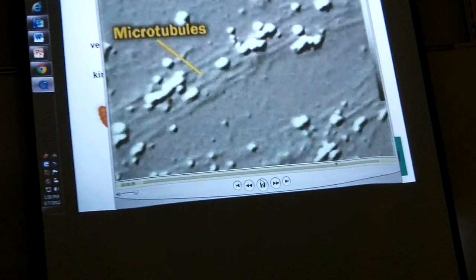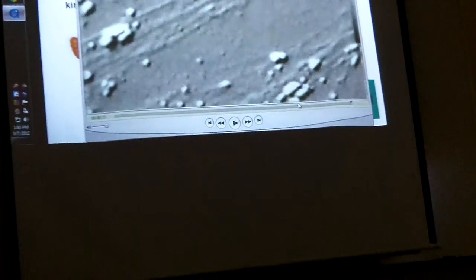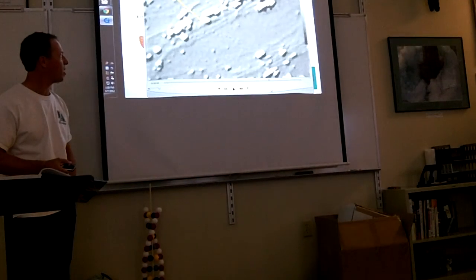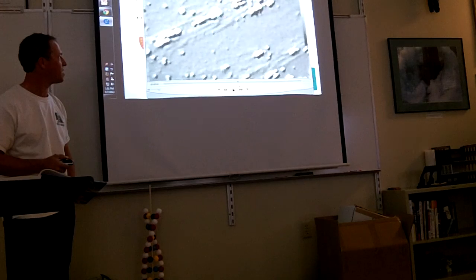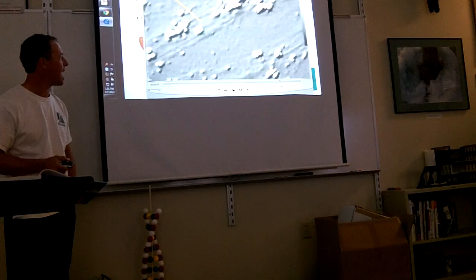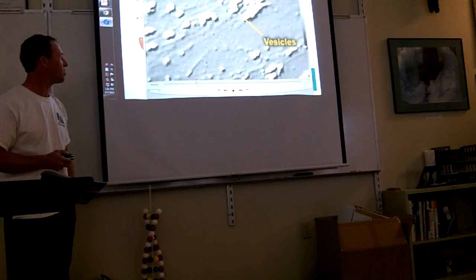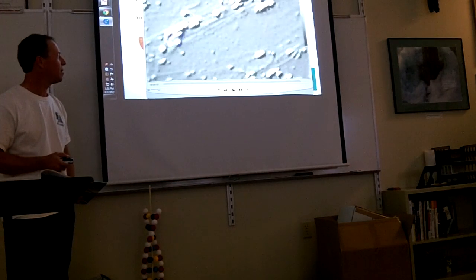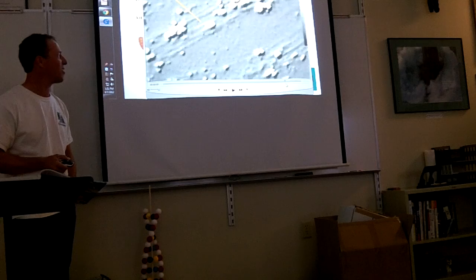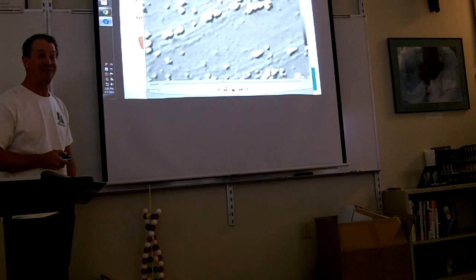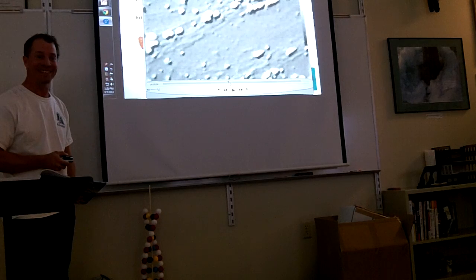This is up close inside a cell. Look at all these vesicles moving around. This is happening inside every one of your cells right now. You think you're just sitting there not doing anything, but look at all the activity that's going on in all of your cells. And you have 80 trillion cells in your body.